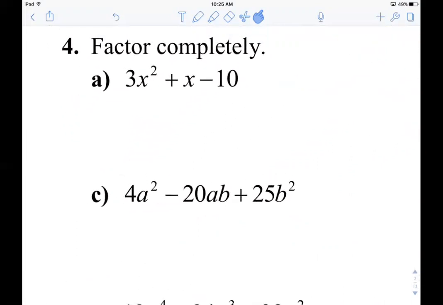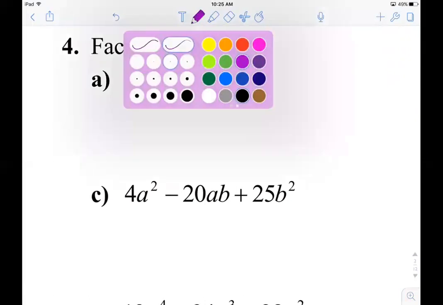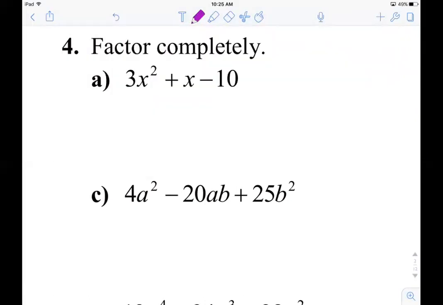Here we've got 3x squared plus x minus 10. So you can see that our a coefficient clearly is not a 1, it's a 3 in this case. So we're going to do a little process here, and I'll use some space off to the side. It's going to allow us to do a trial and error of different possible values.